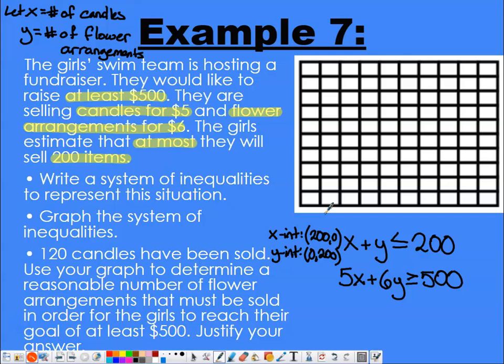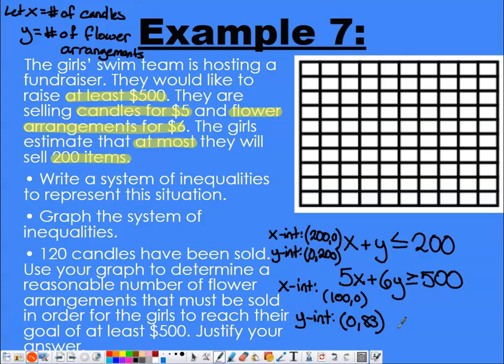We're going to do the same thing with that second inequality. Basically we set 5X equal to 500, which means the X intercept is 500 divided by 5, that is 100. So here we have (100, 0). And then for the Y intercept, I set 6Y equal to 500, and 500 divided by 6 is approximately 83. So you have (0, 83). Okay, so let's go ahead and graph those points.